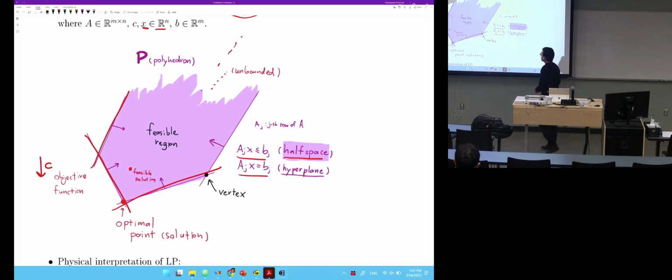Once you fix the objective function, which is some direction, it can point in any direction. Let's say it just points in this direction, downward. Then once you fix the objective function, it will fix the optimal point. In this case, it's the one that goes furthest in this objective direction, which is this guy.